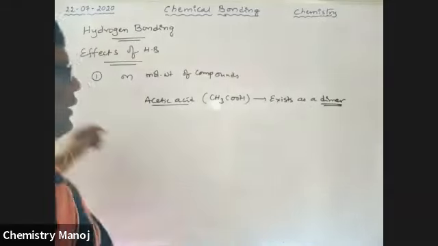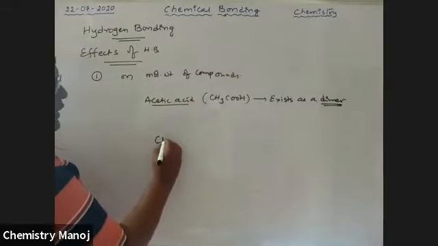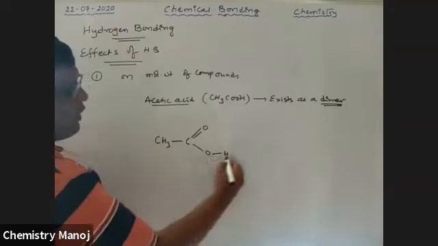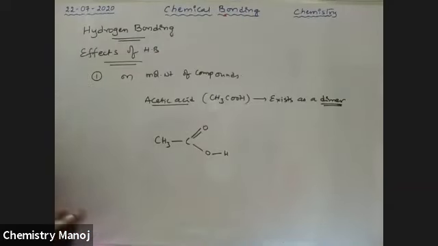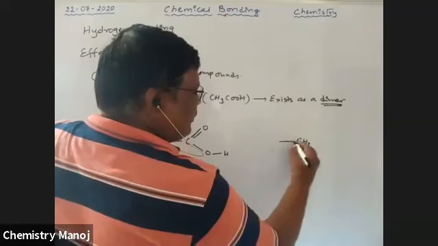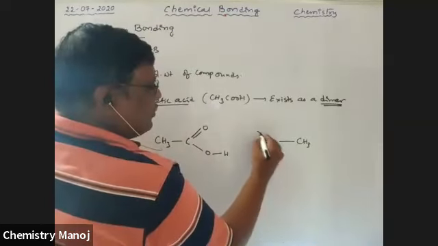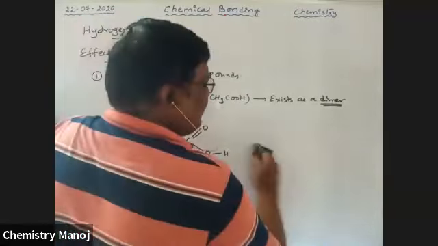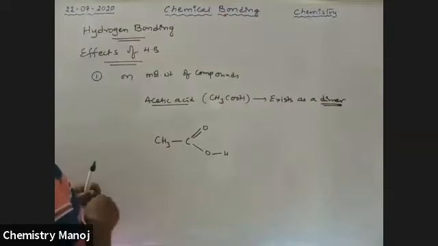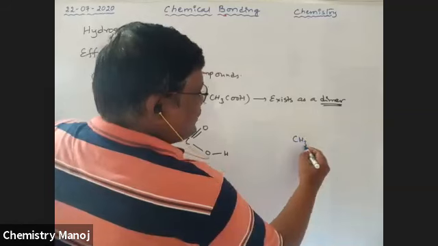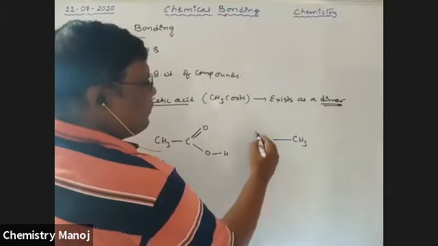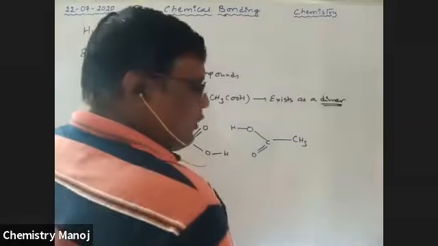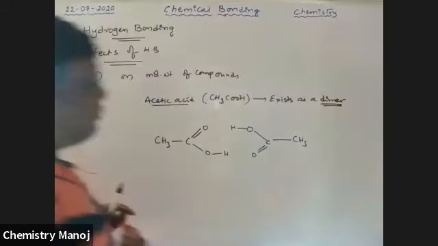So see here, that is CH3, C double bond O, OH. This is COOH, CH3COOH. This is also CH3COOH. So I am representing it with this one: CH3, C double bond O, OH. There are two acetic acid molecules.